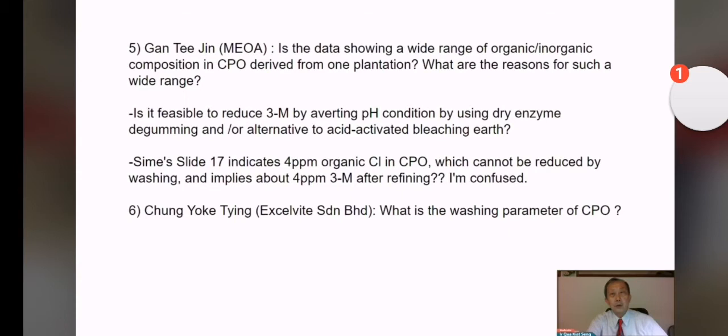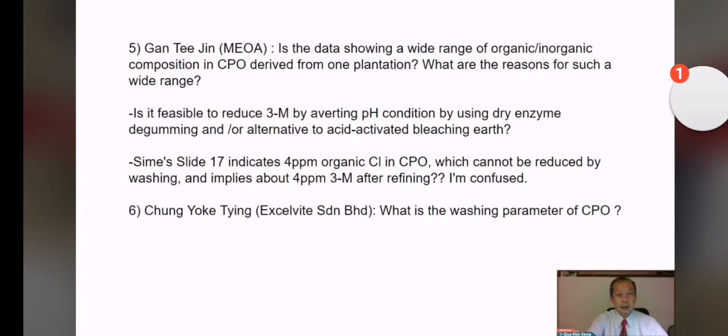Is the data showing a wide range of organic, inorganic composition in CPO derived from one plantation? What are the reasons for such a range? I think let's just take the question one by one then. I think the question is directed for you then, Engineer Sham.